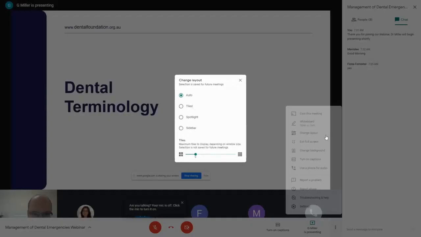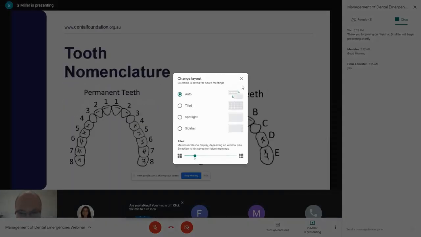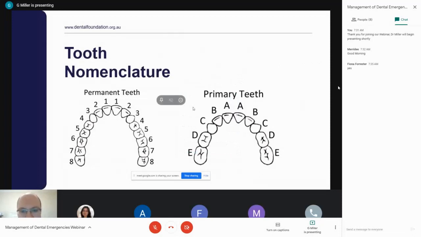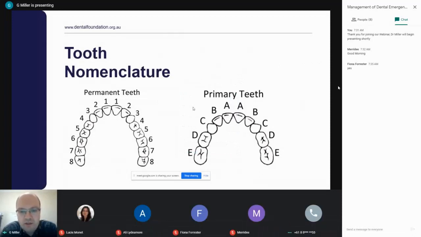Dental terminology. I've tried to use a standard sequence so that you'll understand there's a few different ways that we can utilise dental terminology. The most common is through the FDI notation, which I've demonstrated here.